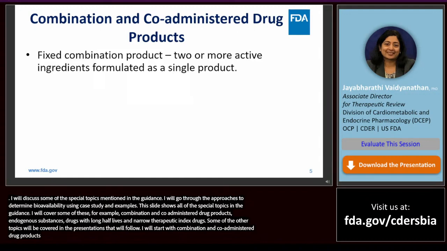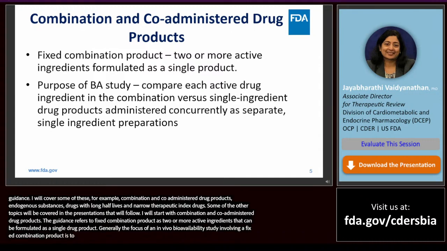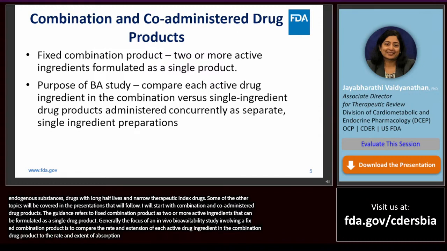The guidance refers to a fixed combination product as two or more active ingredients that can be formulated as a single drug product. Generally, the purpose of an in vivo bioavailability study involving a fixed combination product is to compare the rate and extent of absorption of each active drug ingredient in the combination drug product to the rate and extent of absorption of each active drug ingredient administered concurrently as separate single ingredient preparations.